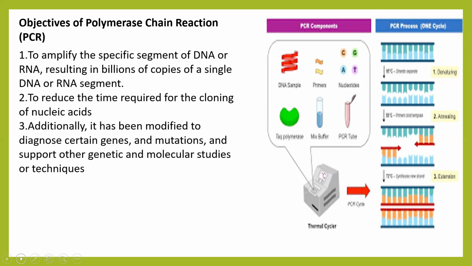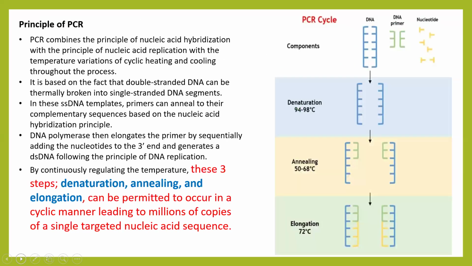It reduces the time required because the cloning process is lengthy and tedious, but the polymerase chain reaction reduces the time required for the cloning of nucleic acid. Additionally, it has been modified to diagnose certain genes and different types of mutation. Mutation is a sudden change in the genetic makeup of the DNA, and to support other genetic and molecular studies or techniques.